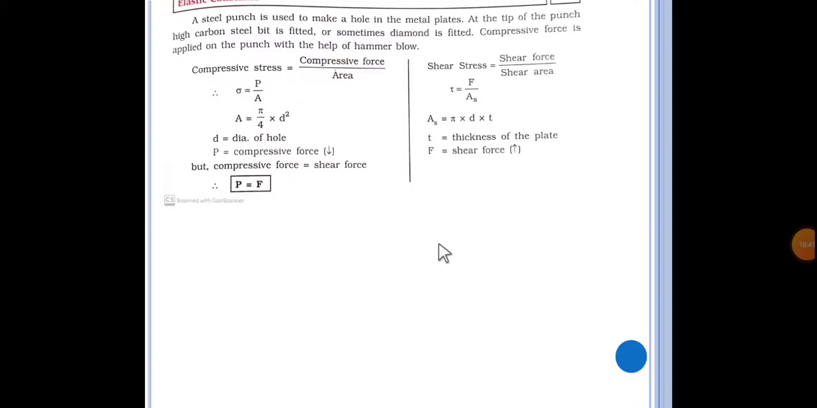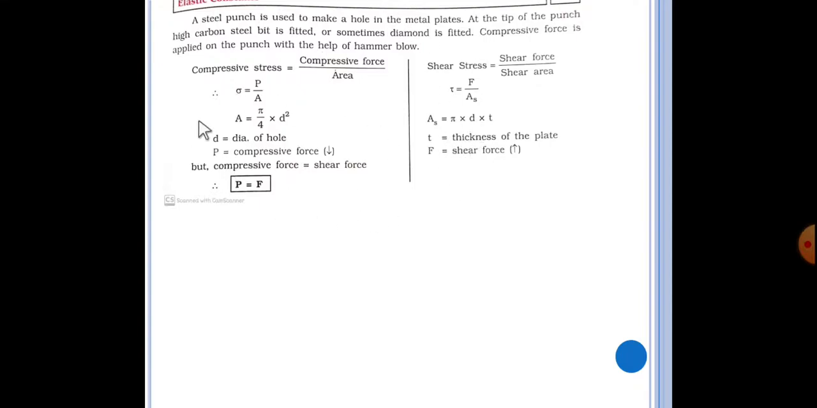Another equation that we have: compressive stress is equal to compressive force upon compressive area, that we know. Sigma is equal to P upon A. Now, area we know is pi by 4 d square, where d is the diameter of the hole and P is the compressive force. So P is equal to F, that we can say. Now, shear stress is equal to shear force upon shearing area, and shearing area is equal to pi d into t. That we have to memorize.